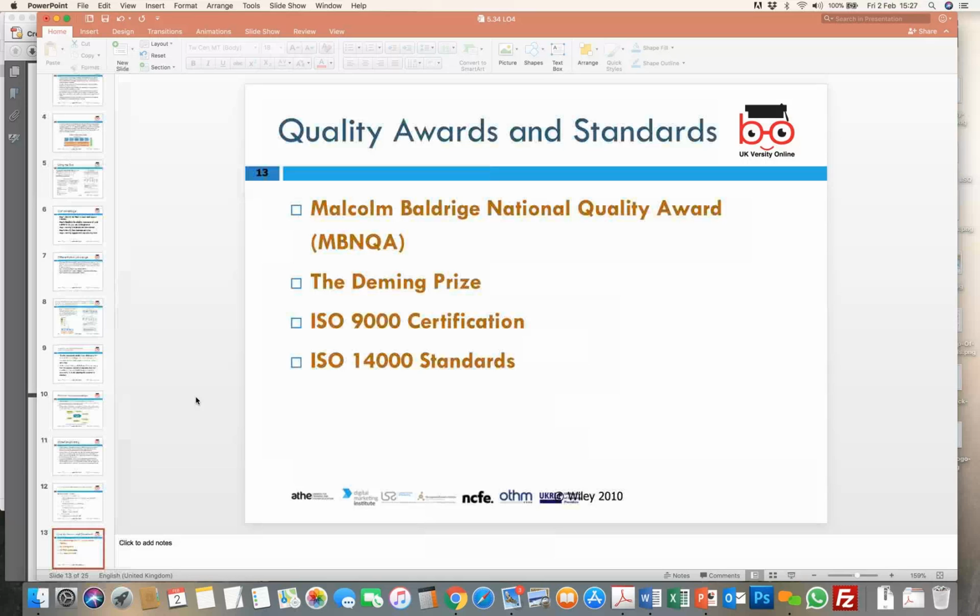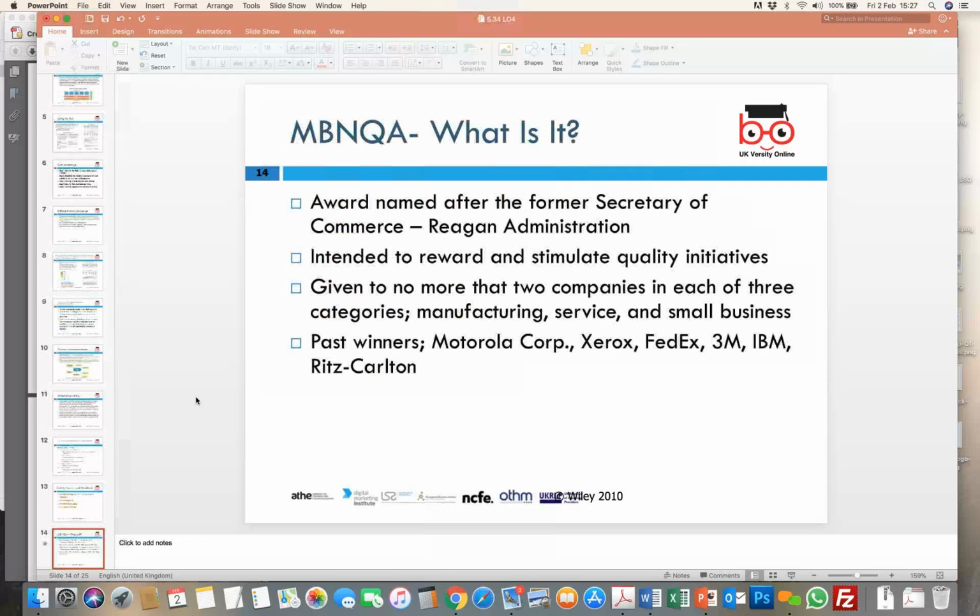And then you have the MBNQA, the Malcolm Baldrige National Quality Awards, which are followed across. So there are lots of different types of standards across different geographies. You look at the Americas, you look at Europe, and you look at Asia. There are different quality standards, but here we are just looking at understanding them from an overview.